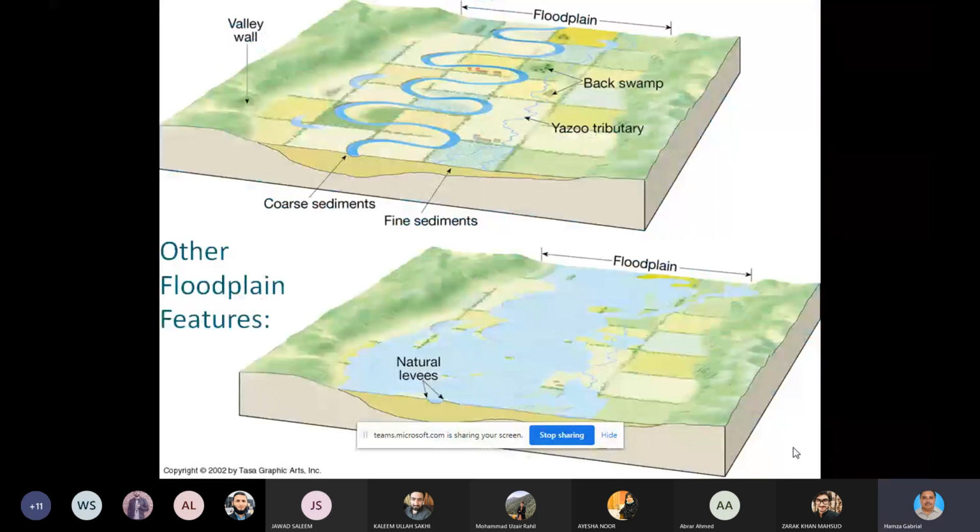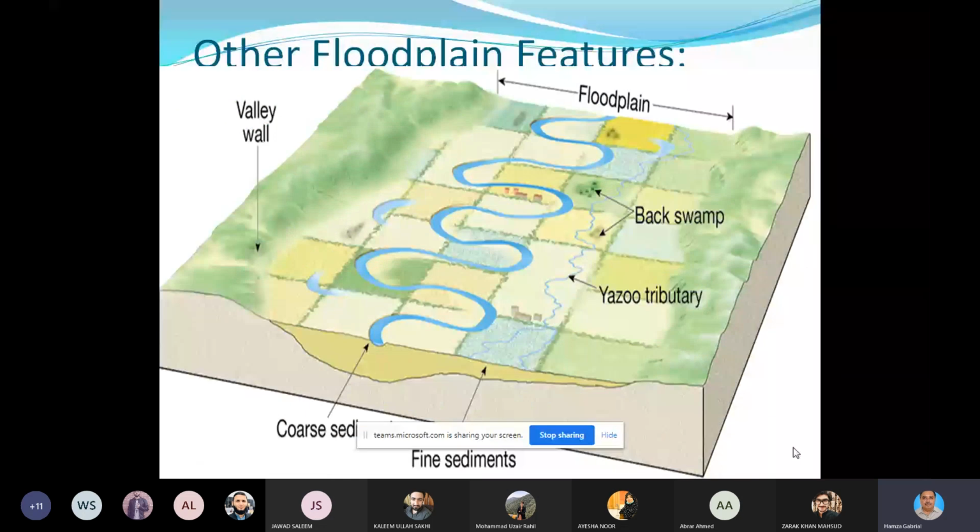So this was one of the features which you see in a floodplain, the natural or the artificial levees. Other features which you see in a floodplain are back swamps or Yazoo tributaries. We will discuss them one by one. These are the prominent features of a floodplain: the back swamps and Yazoo tributaries.